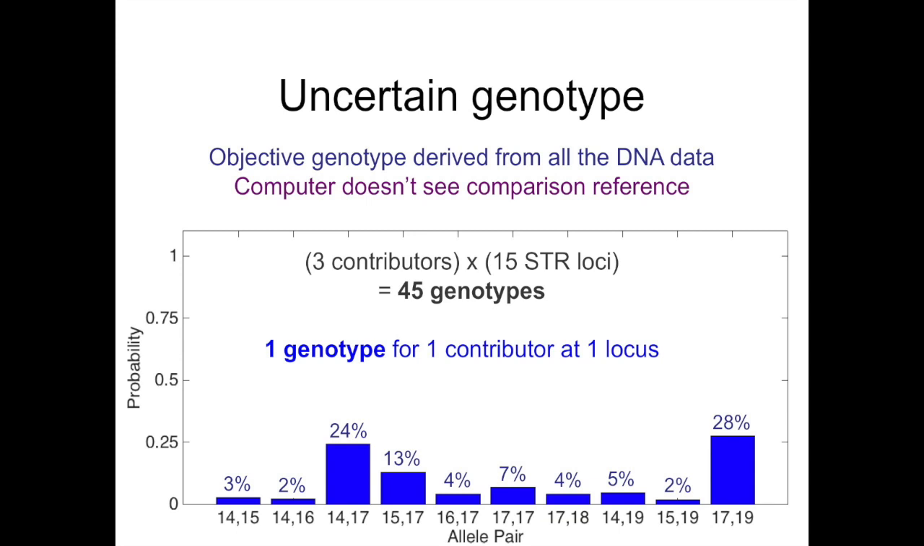This is what a genotype looks like when a contributor is separated from uncertain data. Probability represents genotype uncertainty, whether it arises from a DNA mixture, or kinship relations, or degraded DNA. The genotype is a probability distribution over allele pair values found before any match comparison is made.